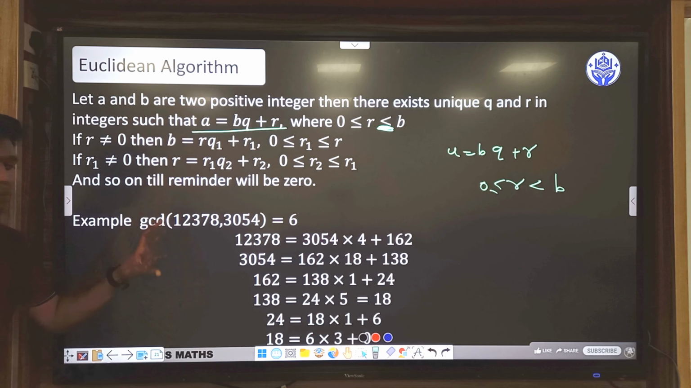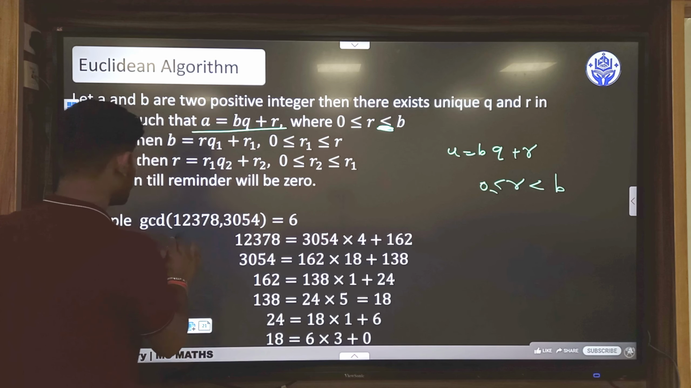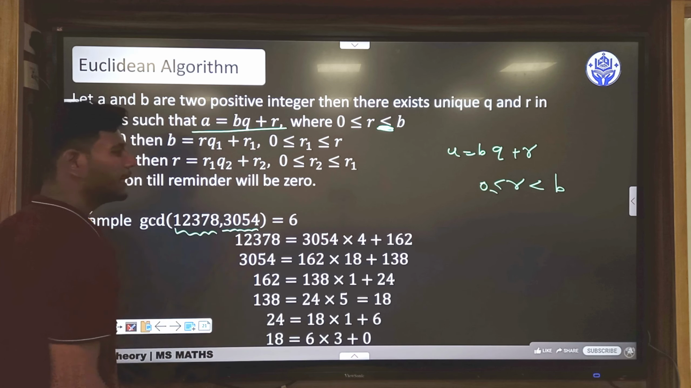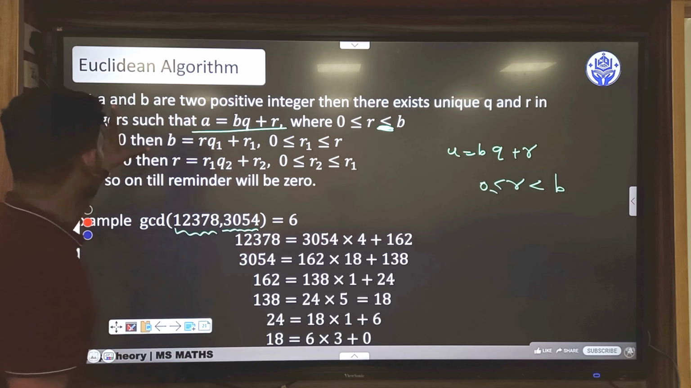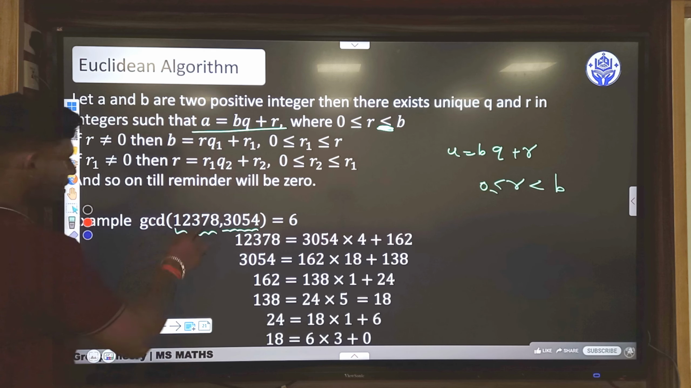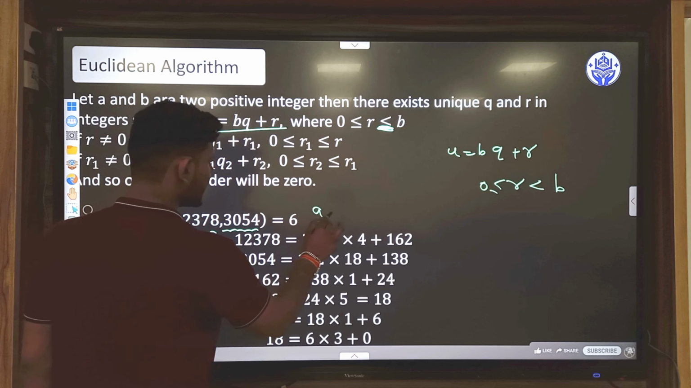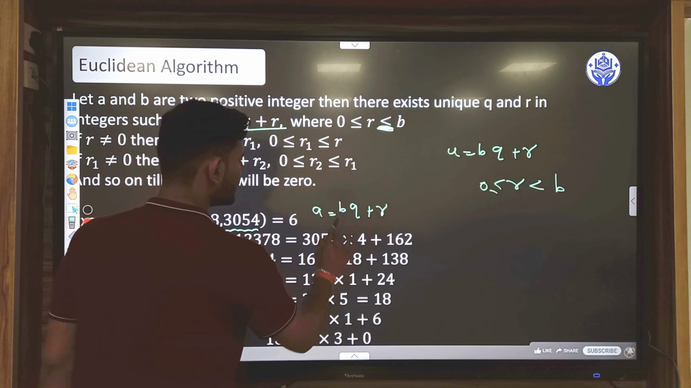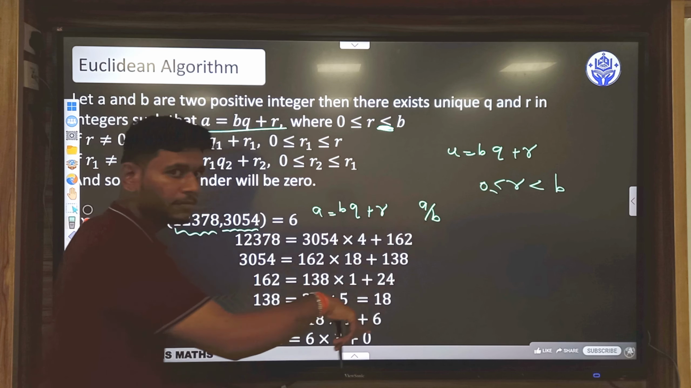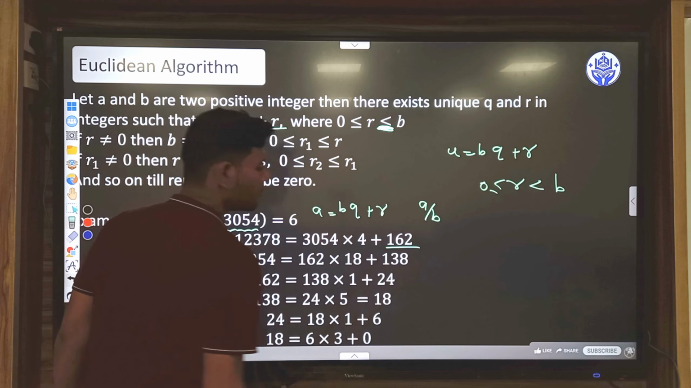I will show you using an example. Let's say I want to calculate the GCD. The Euclidean lemma, or Euclidean algorithm, is used for finding the GCD of large numbers. If the numbers are 1278 and 3054, the GCD will be 6. How can I find it? Simply write it as A is equal to BQ plus R. I divide A by B and find the quotient and remainder. So my remainder is 162.